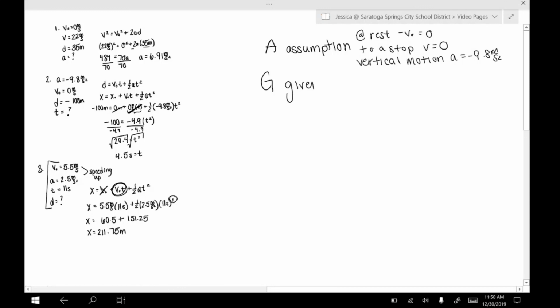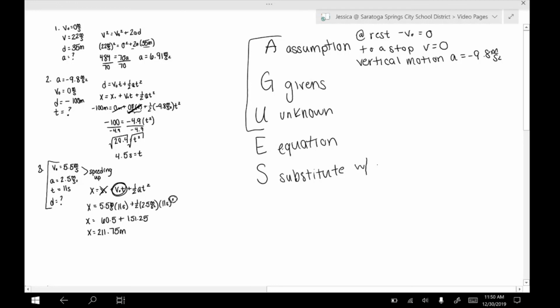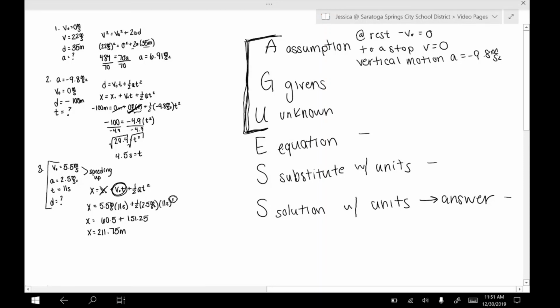And then I write out my givens. Then I figure out what my unknown is. Then from that list, so these three, I figure out what equation I need to use in order to solve. Then I substitute, of course, with units for full credit. And then I write out my solution with units. Now, really, this part is just our answer with units. It's not like you need to show me every algebraic step. All I need to see for full credit is your equation, your substitution with units, and your answer with units. This stuff up here is incredibly helpful, so I highly recommend it.